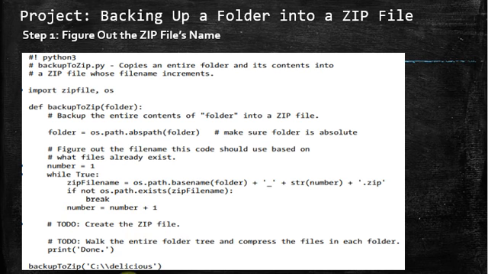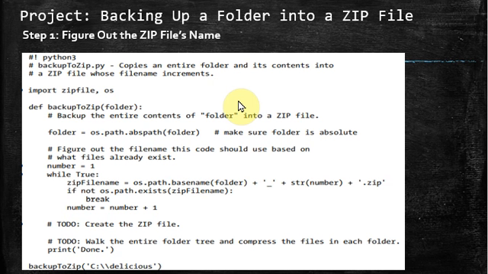So here, first of all, you have the shebang line wherein you're telling that it is a Python program. Then you have written the comment section wherein you're telling what this particular program is going to do. You also told the name of the file here, that is backup to zip.py. It is going to copy the entire folder and its content into a zip file whose file name increments. It is having an incremented file name.